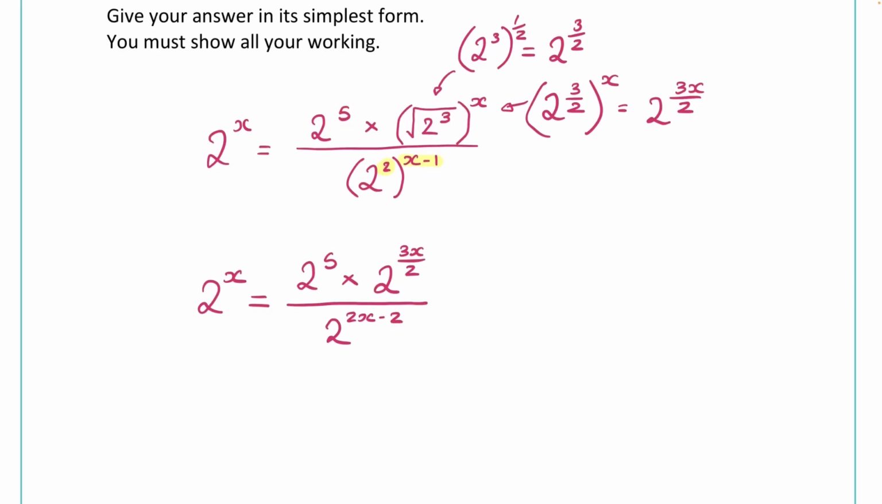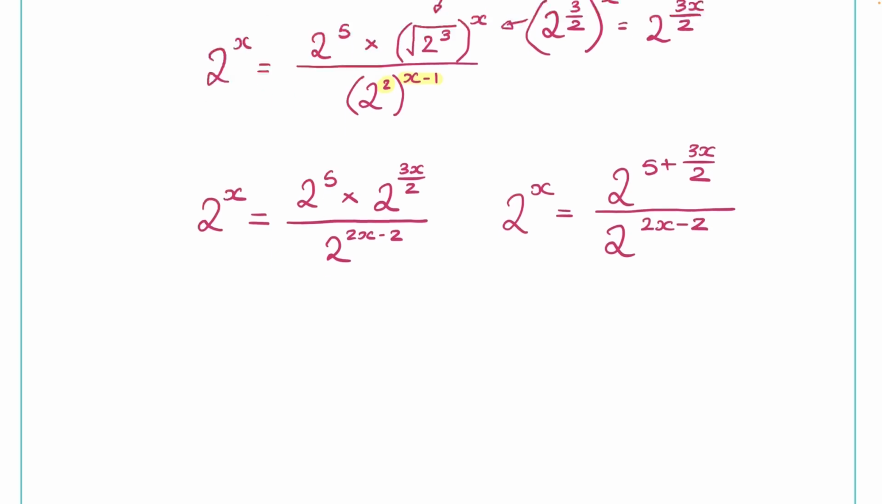So now we have the same base numbers as well. We can add these powers on the numerator. If we add them together, it's not going to look particularly pleasant, but on the numerator we will have 2 to the power of 5 add 3x over 2. On the denominator we have 2 to the power of 2x minus 2.